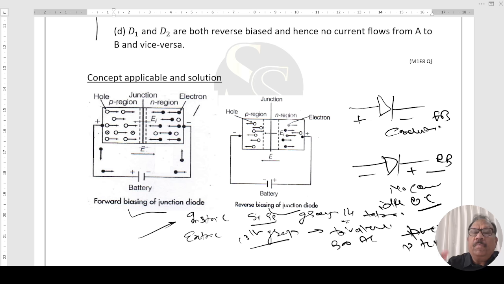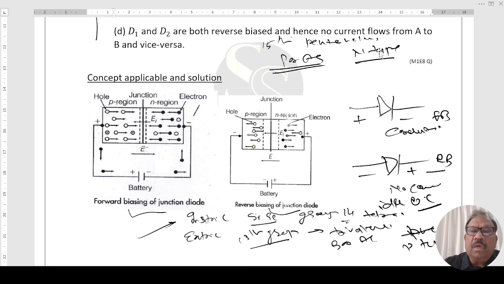If impurity is added from the 15th group, that is pentavalent, such as phosphorus or arsenic, then it is N-type. In this case, majority carriers are electrons. So if this is P-type, this is N-type. In P-type, majority carriers are holes; these are electrons. Forward bias: P connected with the positive terminal, N-type connected with negative, that is forward biasing.